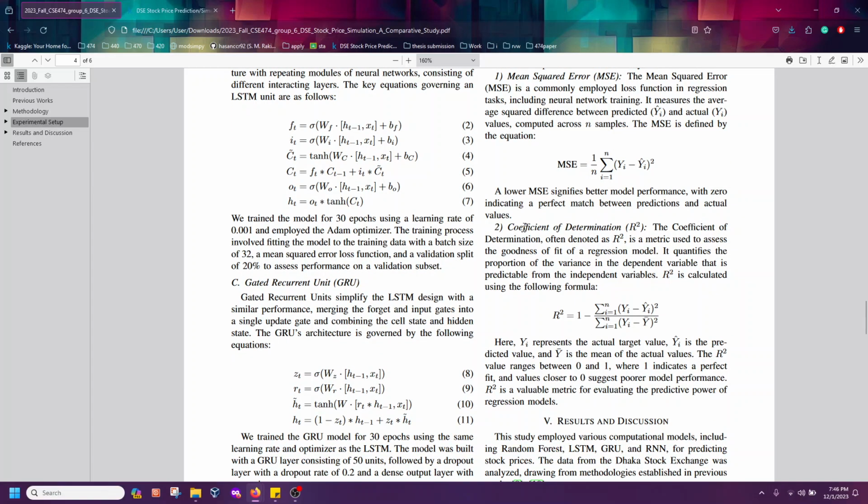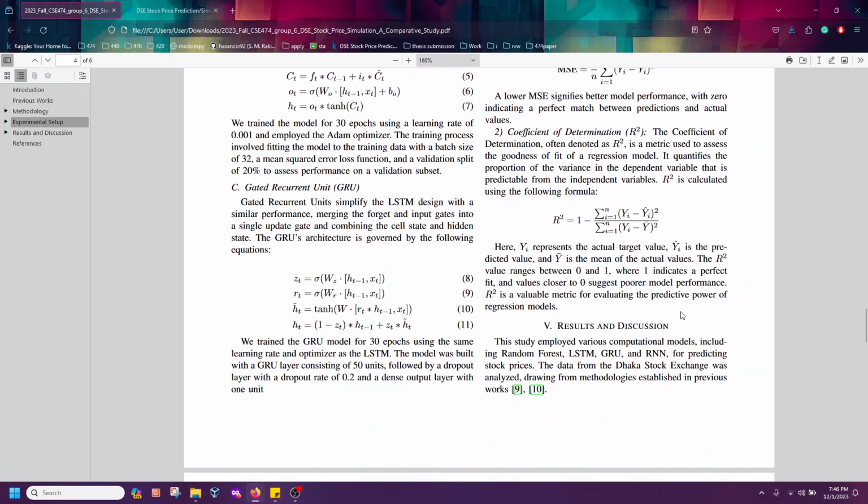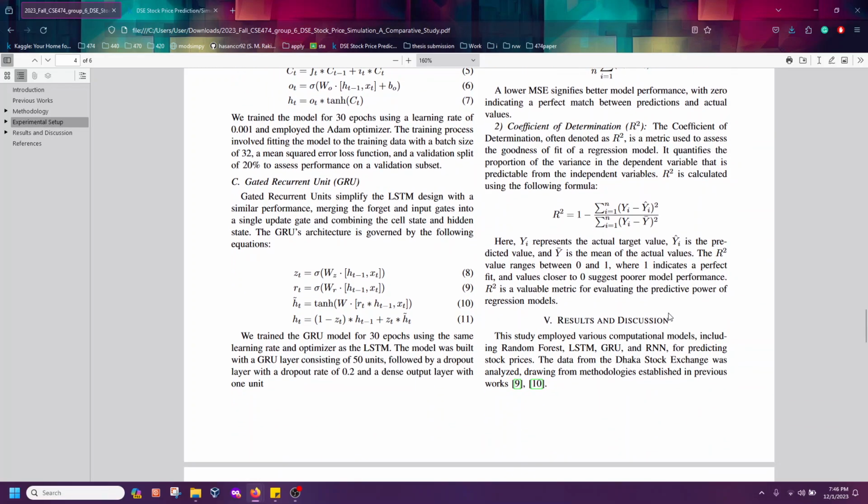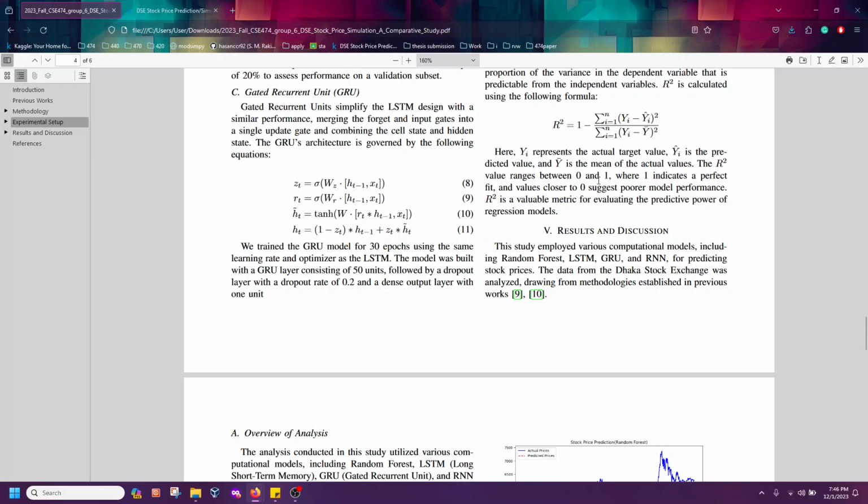And the coefficient of determination, often denoted as R squared, is a metric used to assess the goodness of fit of a regression model. It quantifies the proportion of the variance in the dependent variable that is predictable from the independent variables. So it is something like a dice coefficient which gives the overlapping score: how much the predicted values and the real values overlap. It ranges between 0 and 1, where 1 indicates a perfect fit and values closer to 0 suggest poor model performance.